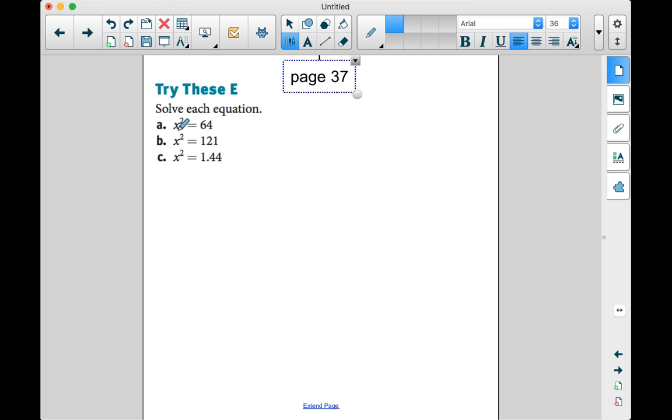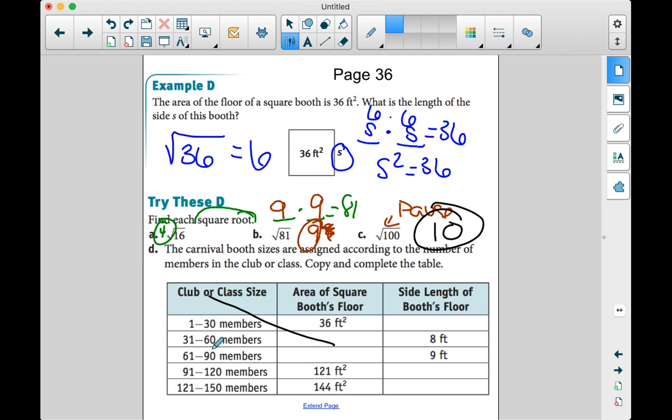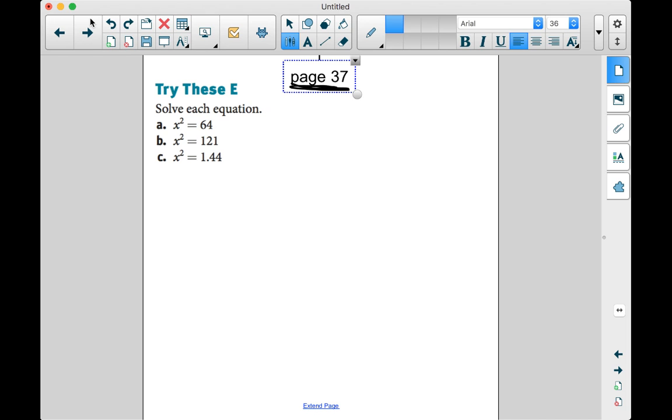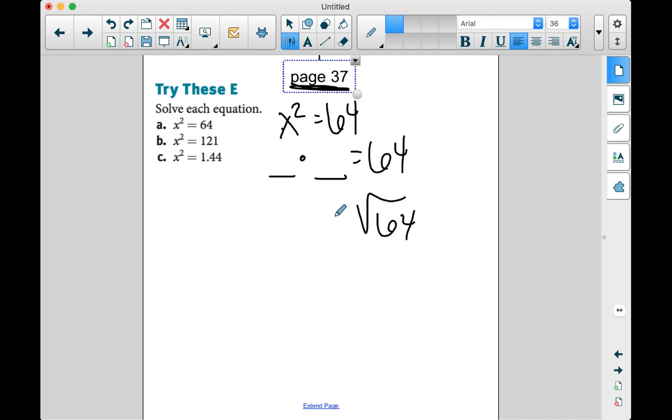All right, so now we're going to take a look at this. So x squared equals 64. We're on page 37. Just for the sake of time, go ahead and skip this. If you have extra time, you can do it, but go ahead and skip it. All right, so now for these, it says solve each equation. So x squared equals 64. I recognize that that's something times something equals 64. I could also write that as the square root of 64 equals what? I know that 8 times 8 is 64, so therefore the square root of 64 is 8. That's my answer for letter A.